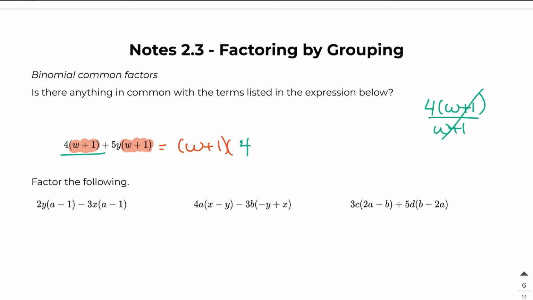So that's the first term right here. And then when I factor it out of the 5y, the w plus 1 still cancels out, so I have a 5y left over. If I were to distribute the 4 through, this is what I have here. If I were to distribute the 5y through, this is what I have right here. So this is what it looks like when I factor it out.